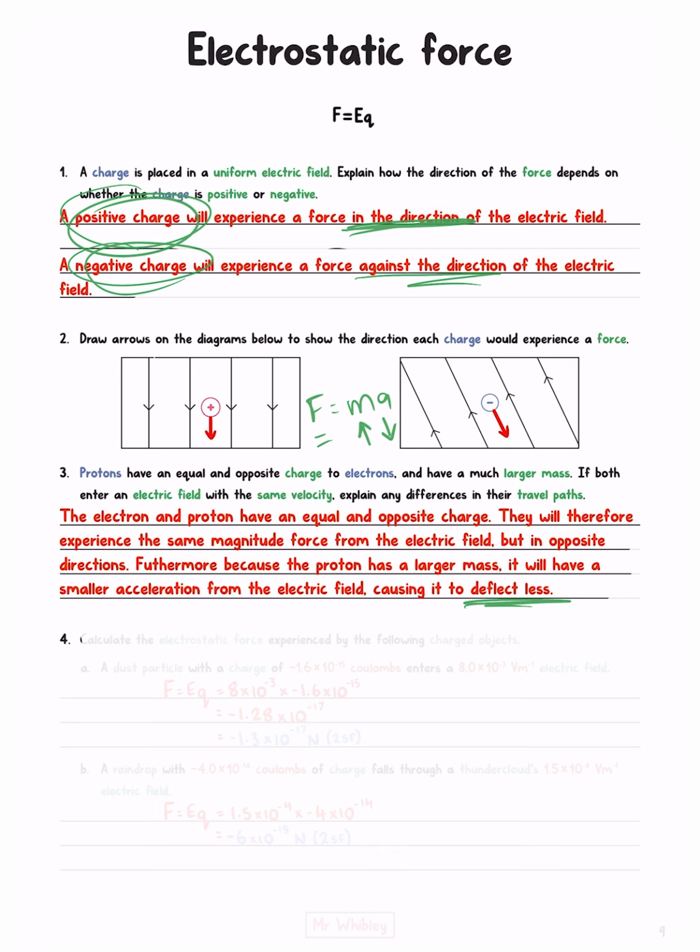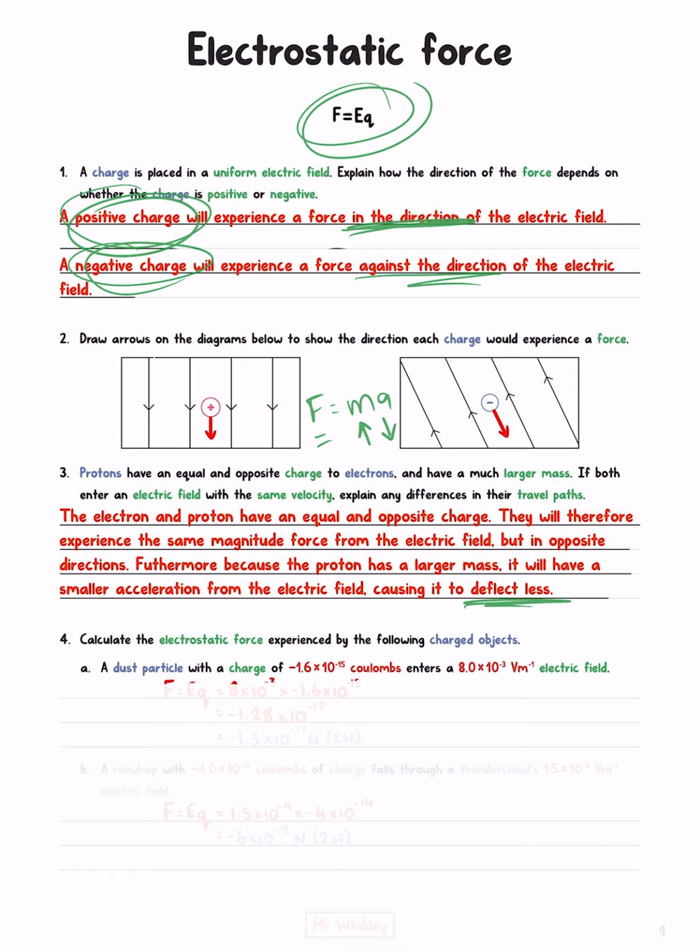Question 4. Calculate the electrostatic force experienced by the following charged objects. A dust particle with a charge of -6 times 10 to the minus 15 coulombs enters a 8 times 10 to the minus 3 volts per meter electric field. To find the force, we use our equation from up here. Putting our electric field and our charge in gives us -1.28 times 10 to the minus 17, or -1.3 times 10 to the minus 17 newtons to two significant figures.